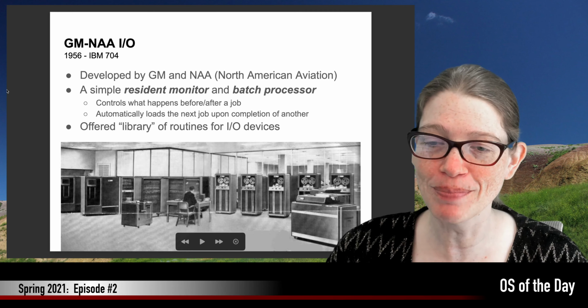So the first operating system I want to talk about isn't actually the first operating system that ever came to be. It is one of the first commercial operating systems. A lot of the operating systems have really bad names, so this one is GM-NAA I/O. This was a product of both General Motors and North American Aviation.